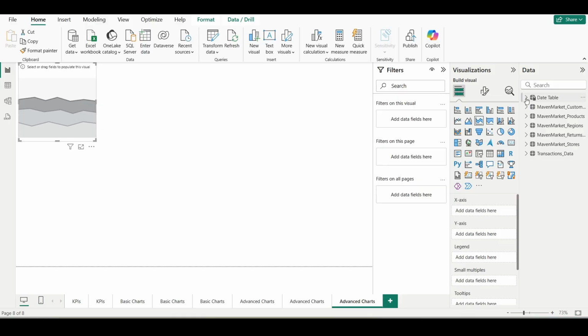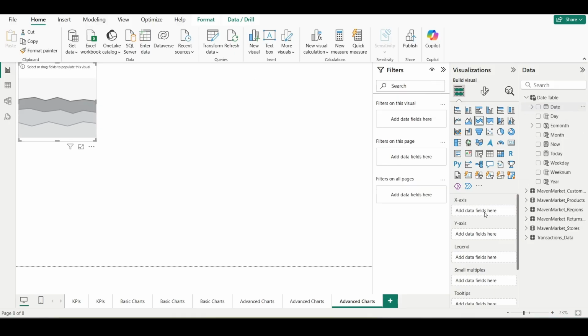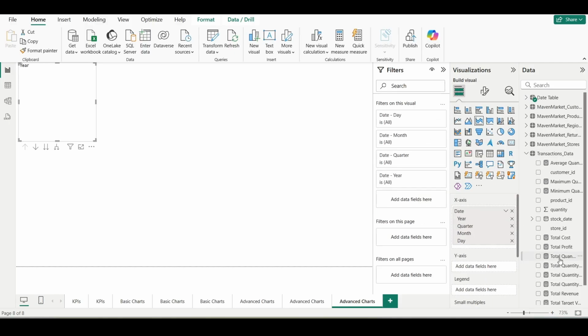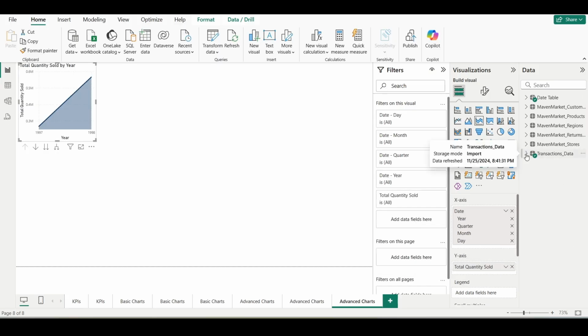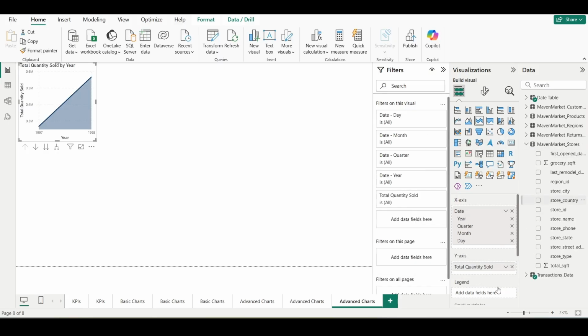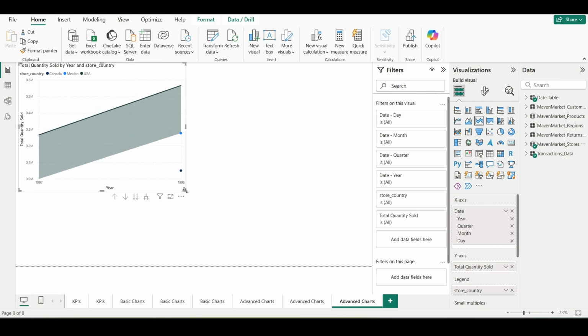Click on the chart. Drag date into x-axis. Drag total quantity sold onto y-axis. And drag store country onto legend. Let's expand the chart for better visibility.